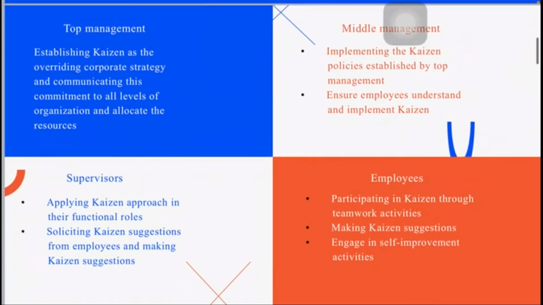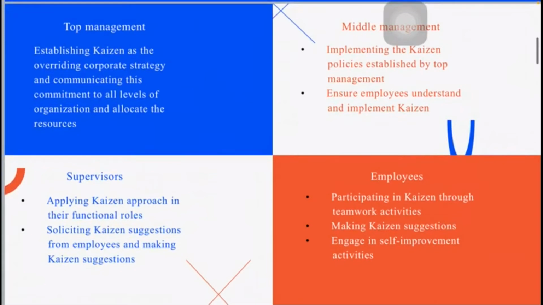Okay, for the roles in Kaizen, all levels of management have their roles in applying Kaizen. For the top management, their role is to establish Kaizen as the overriding corporate strategy and communicate this commitment to all levels of the organization and allocate the resources. Then for the middle management, their role is to implement the Kaizen policies established by the top management. And then they are responsible to ensure employees understand and implement Kaizen.